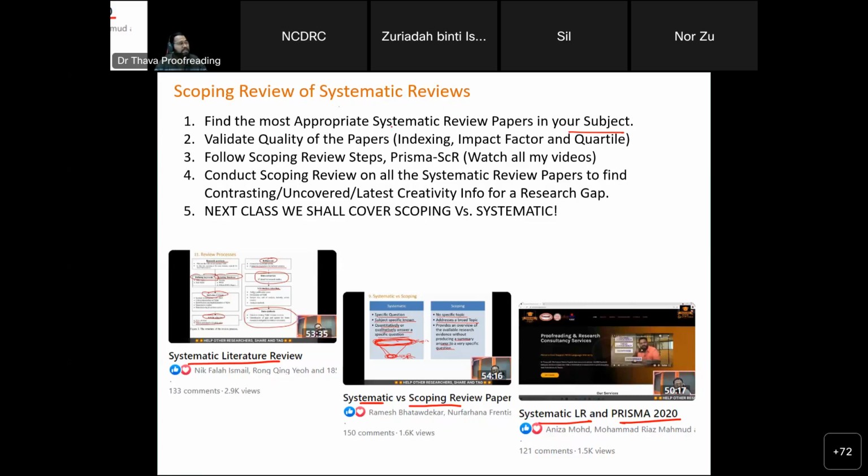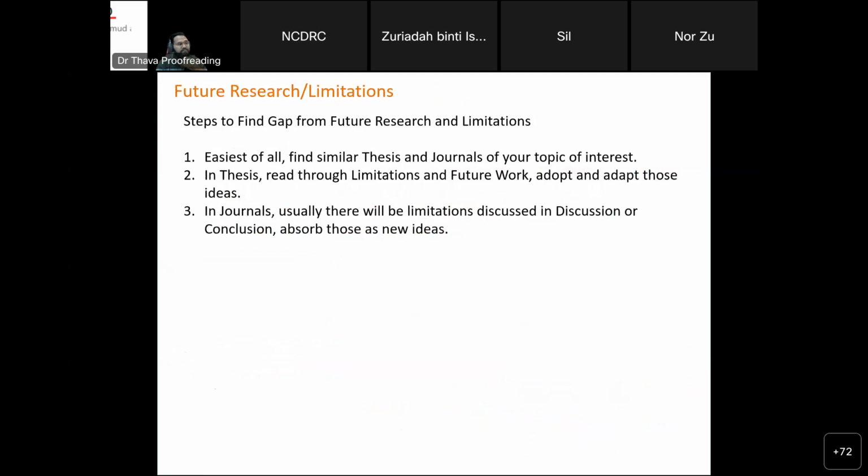Find the most appropriate systematic review papers in your subject. Validate quality of the papers. Always do this. Whatever you do, validate the quality: indexing, impact factor, and quartile. Follow scoping review steps, Prisma SCR, Prisma scoping review. Watch all my videos, I already showed them down there. Conduct scoping review on all the systematic review papers to find contrasting, uncovered, latest creativity info for research gap. Next class, we shall cover scoping versus systematic review.